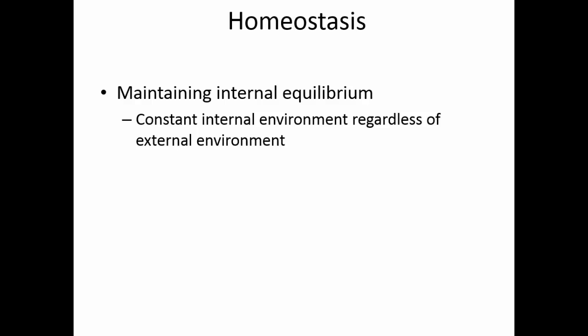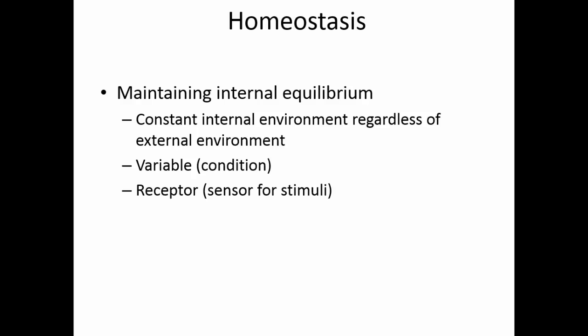In homeostasis, there is always some condition we're monitoring. We call this the variable. This condition could be blood glucose levels, blood pressure, body temperature, any number of things. There is a receptor that is a sensor for a stimulus that comes from this condition. Could be a change in pressure, could be a change in glucose levels, whatever. This receptor will send information to a control center somewhere in your body.